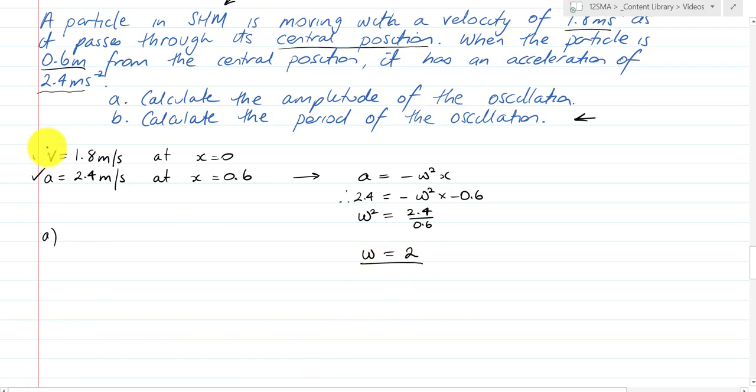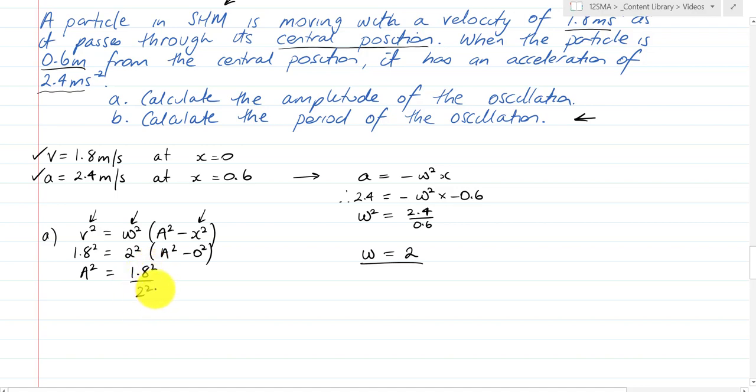Now I need to use this second one here. So I'm going to use this formula. v squared is equal to omega squared times a squared minus x squared, because I have a known coordinate x and v, and I know that. So I'm going to put in my known coordinate. 1.8 squared is equal to 2 squared times a squared minus 0 squared, which is nice. That means that a squared is equal to 1.8 squared over 2 squared, which is also nice.